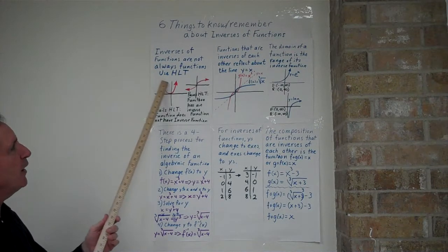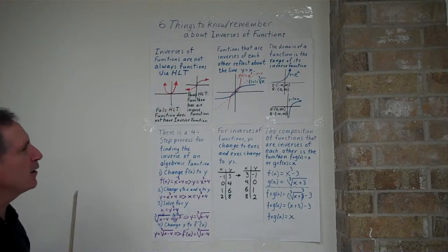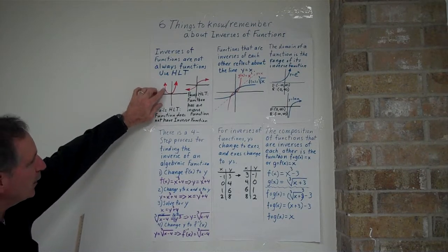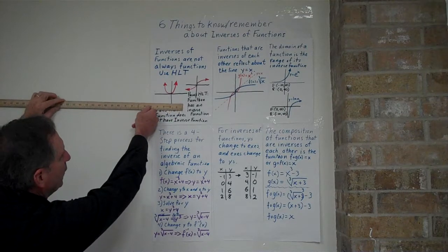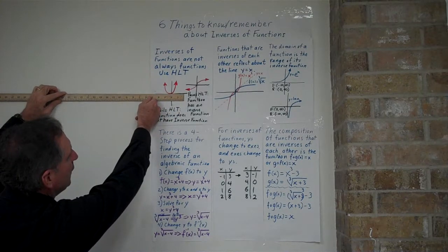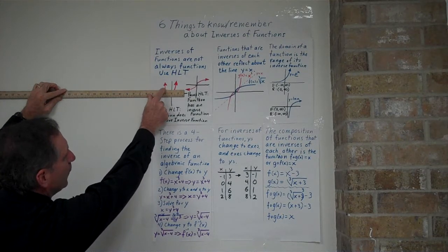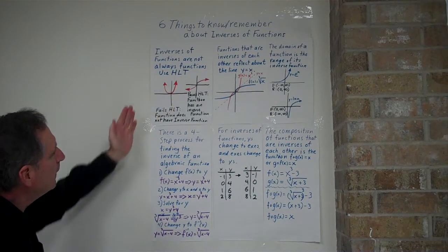And it says use HLT. HLT is an acronym for the horizontal line test. And we look at the little graph on the left. We have a quadratic function, and if we use a horizontal line, we see that once we come up here, this horizontal line shows that we touch twice, hence it fails the horizontal line test.